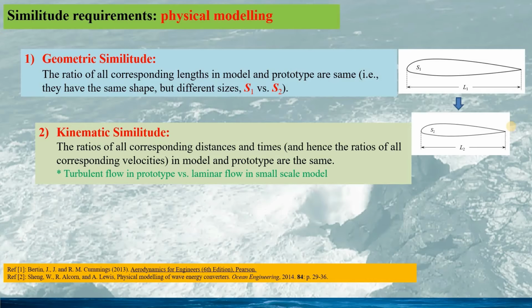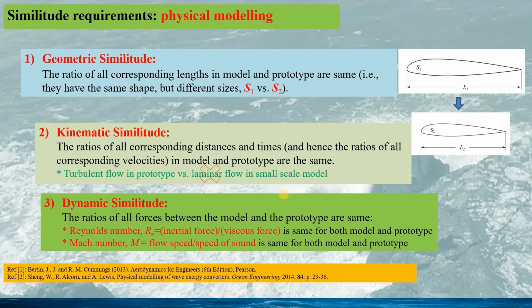The second similitude is the kinematic similitude. This corresponds to the motion similarity. For instance, we may have the turbulent flow in prototype, but the flow in the small scale is laminar. Thus, the kinematic similitude is not satisfied.